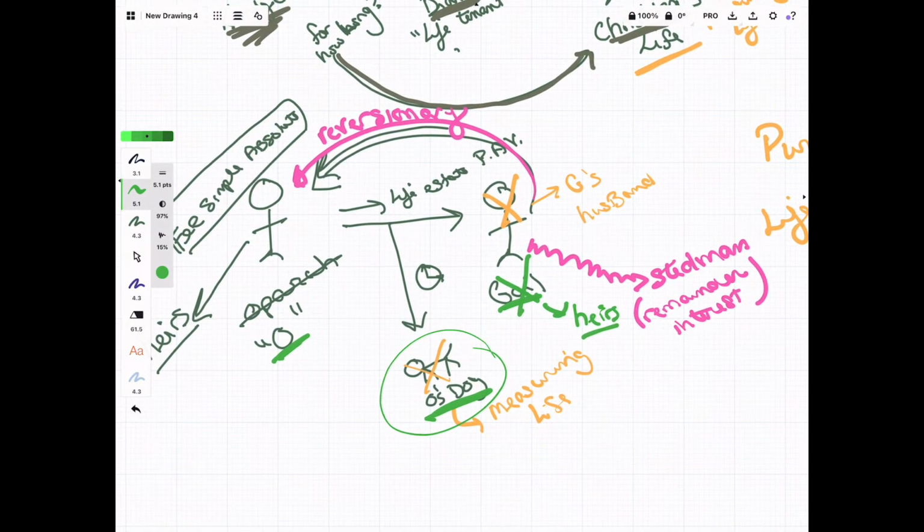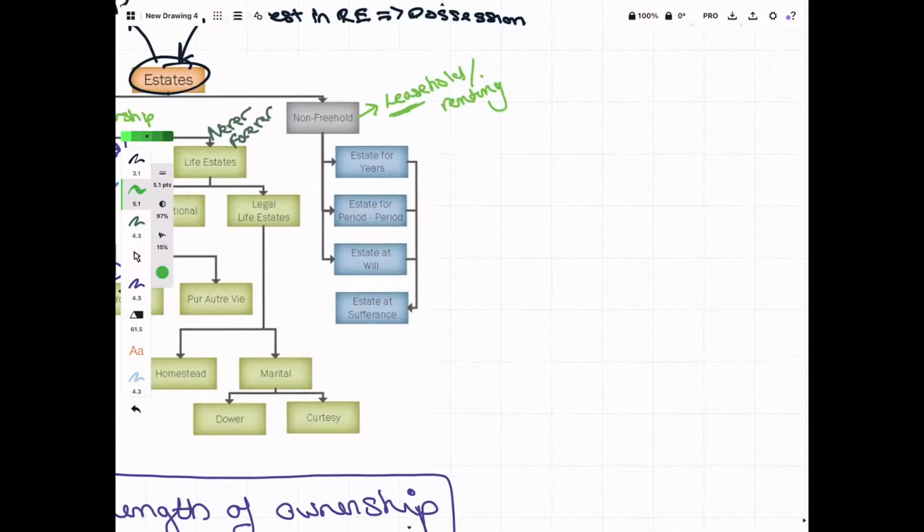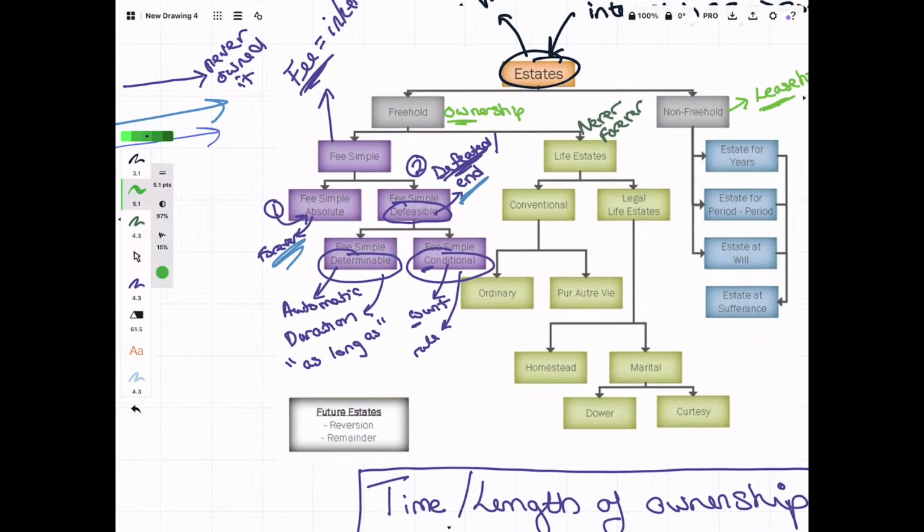So, it is a lot. So I'm going to take it all the way back here. We got step 1. You owned it forever. You got step 2. You could possibly own it forever. And step 3 was you never owned it forever. And in an ordinary life estate, the life tenant is the same as the measuring life. And in a per autre vie, they're different. That makes sense?